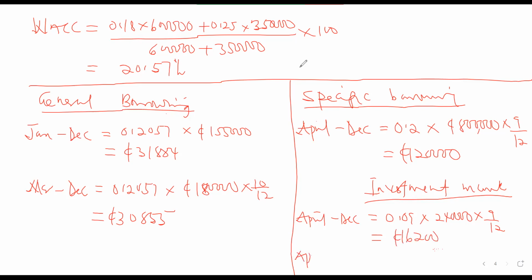So April to August, we are investing the 300,000. So times 300,000 times how many months? April to August is how many months? 5 months. So 5 over 12. How much are we getting? 11,250. Okay. So let's calculate our total.